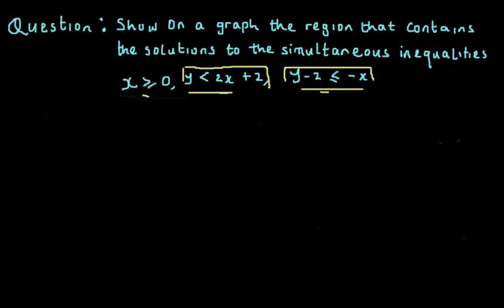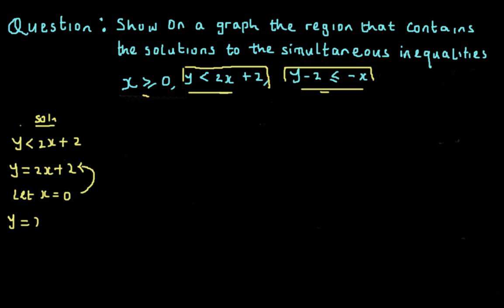We are going to take the second one first. So we have y is less than 2x plus 2. Now remember, the first step is to turn this into an equation. So we'll be having y equals to 2x plus 2. Then we put x equals to 0 and find y. So let x equals to 0. Put it into this equation. We are going to be having y equals to 2.